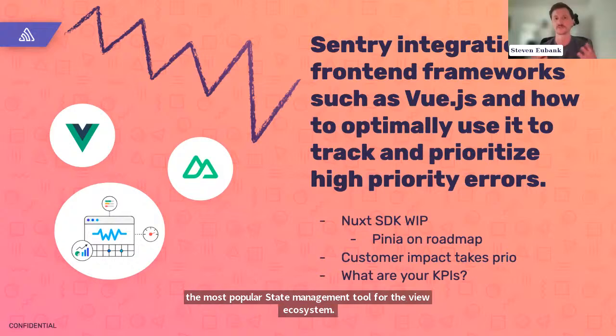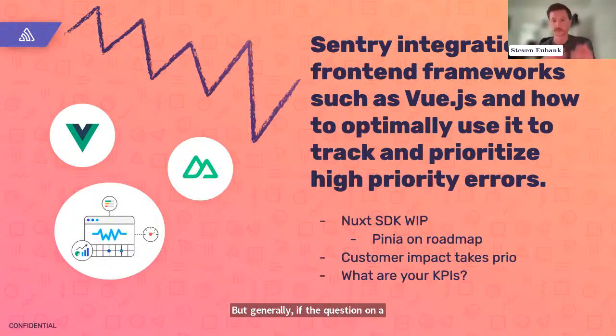But generally, if the question on a bigger picture is similar to these other questions we've gotten, which is how do we prioritize errors or how do we decide what is priority? There are some errors that are just going to be like, this crashes your website. That's bad, right? There are some errors that don't allow you to do specific things, though, right? There's easy examples like the checkout doesn't work.